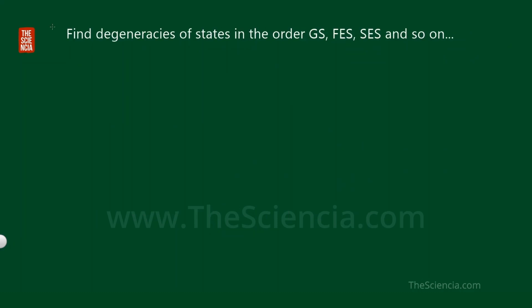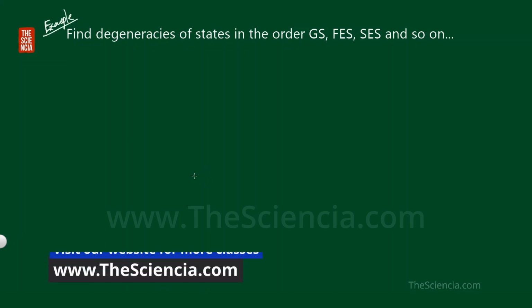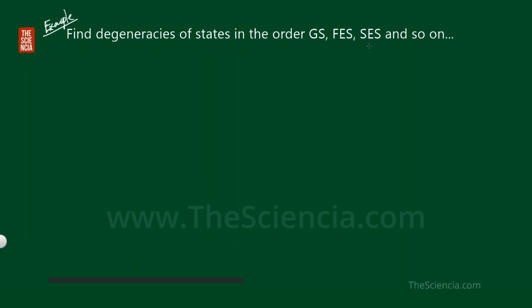An example problem. Find the degeneracies of states in the order ground state, first excited state, second excited state, and so on. If there is a degeneracy, there will be some symmetry condition. So the given symmetry condition is Lx equals Ly by 2. So this is the symmetry condition. Lx is half of Ly.